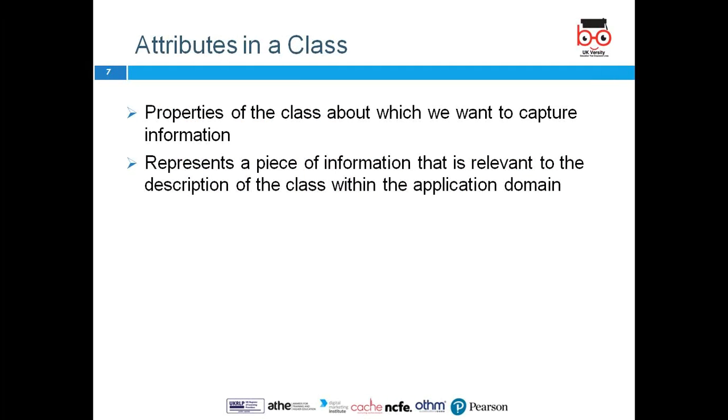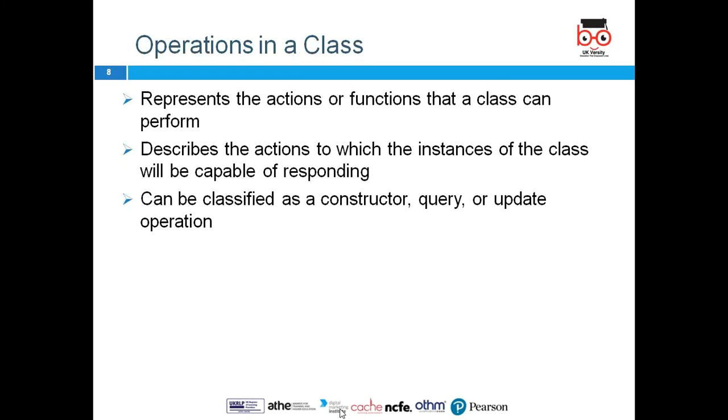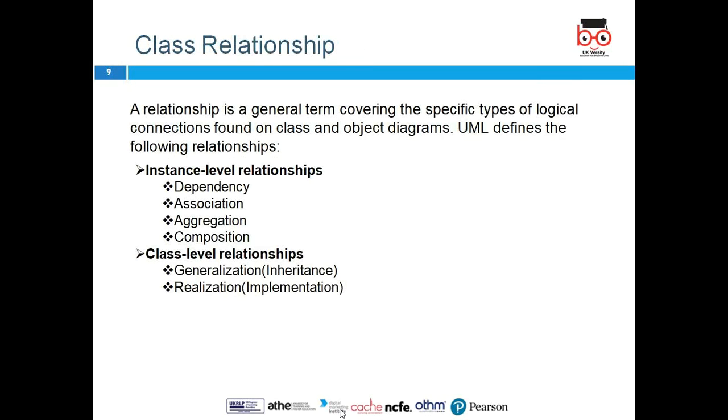Now, like we explained about the properties of a class, those are the attributes of an object. For example, a piece of information of a particular entity, such as color and height and a few more things like I explained earlier. Then operations, similarly, are what a particular object can do.